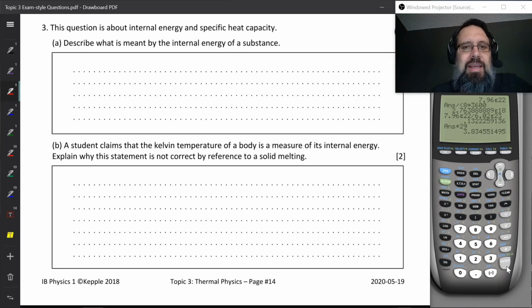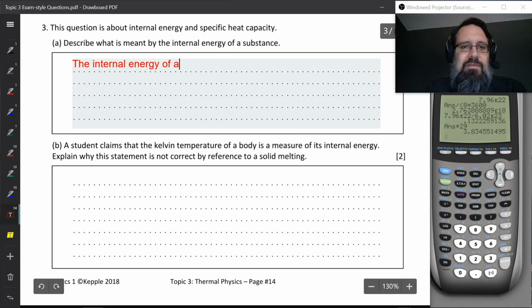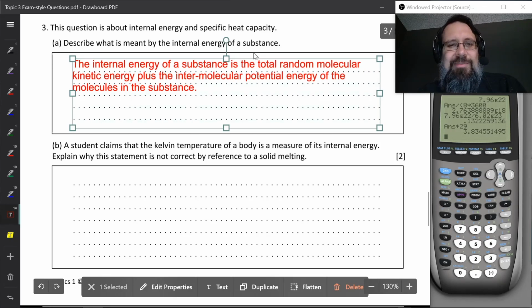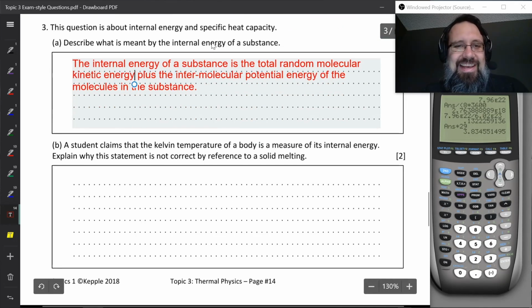Question 3. This question is about internal energy and specific heat capacity. Part A. Describe what is meant by the internal energy of a substance. The internal energy of a substance is the total random molecular kinetic energy plus the intermolecular potential energy of the molecules in the substance. That's it. I probably gave you too much space there, but maybe we could have used a little bit more space up here, but alas.